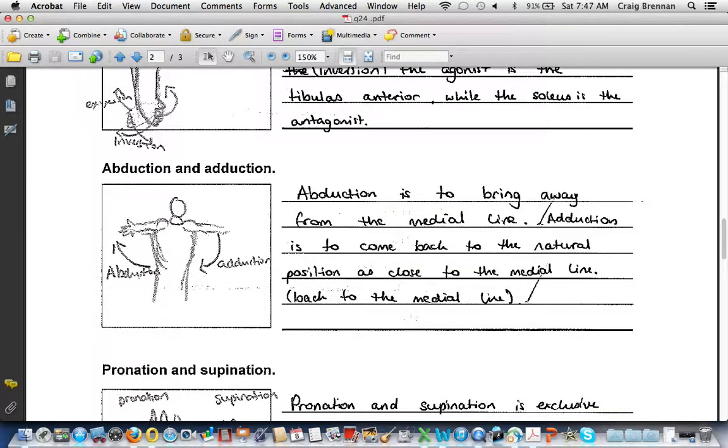Abduction and adduction. There's his drawing. So abduction, going away, adduction, coming back down. Abduction is to bring away from the midline. Adduction is to come back to the natural position, as close to the medial line. We went through this in class. When somebody's abducted, they're taken away. In mathematics, when you add, you bring it back to the body. And again, this was a very, very poorly structured answer, this one, from a lot of students.